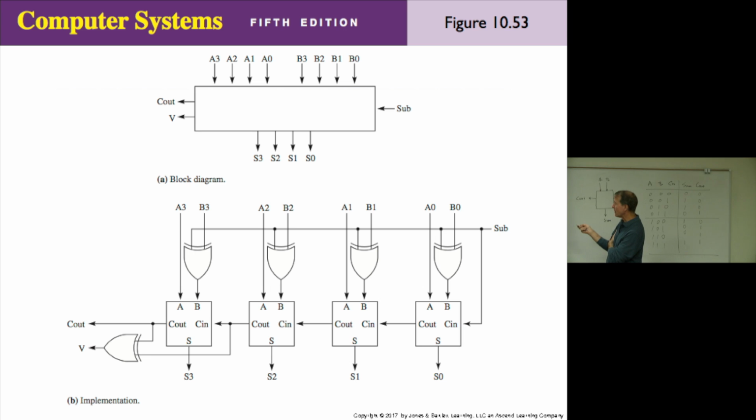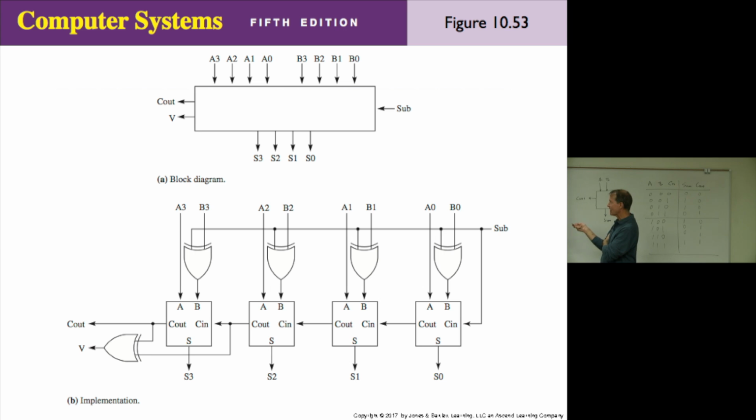If sub is 0, then the left-hand side of each one of these exclusive ORs is what? It is 0. Which means what's happening to B? If the sub line is 0, what happens to B when it goes through that XOR gate? No, it's not flipped. It stays the same. Is everybody clear on that?